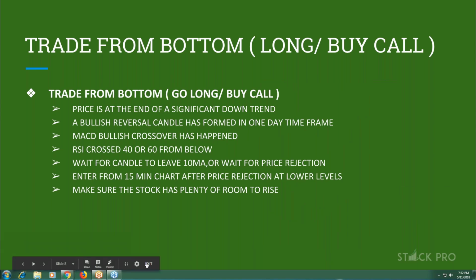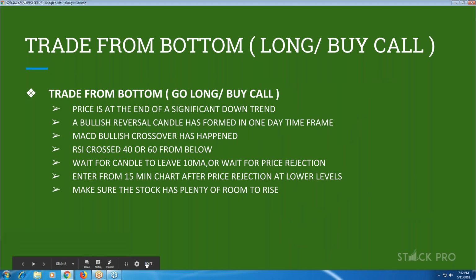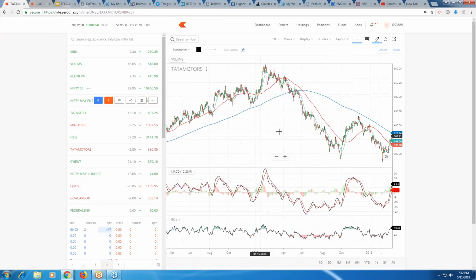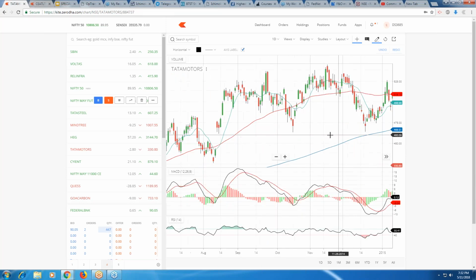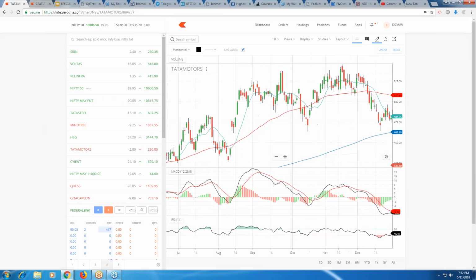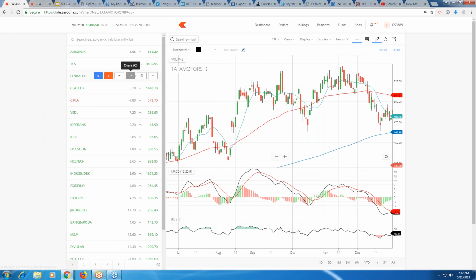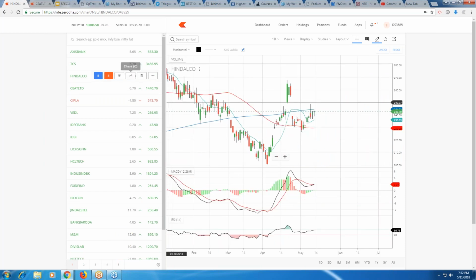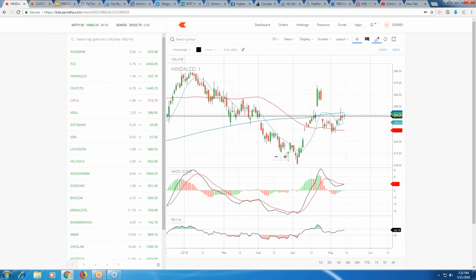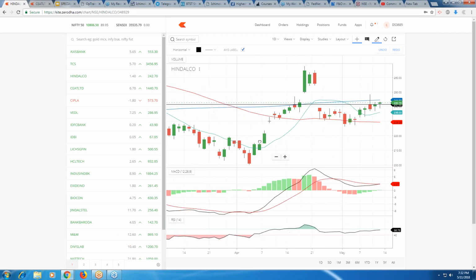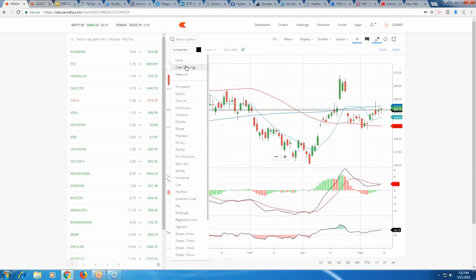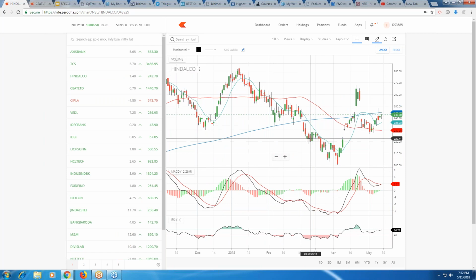So let's go to the market and see where this kind of trade is happening. The stock has fallen down, and let me take you to some good stocks where we saw the trade from the top. We should have an opportunity for the trade from the bottom. So here is the trade in Hindalco, a trade from the bottom. Here is one trade.